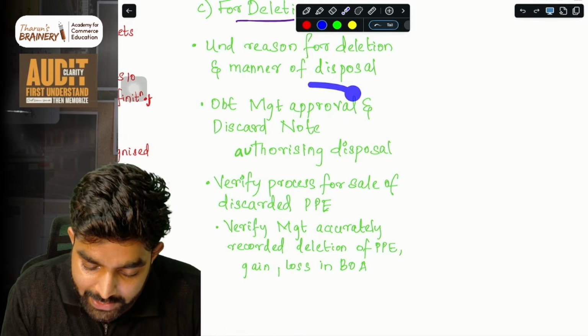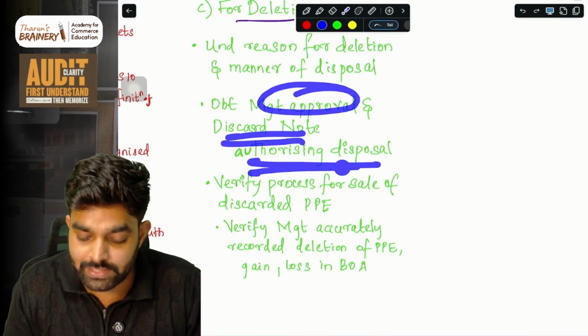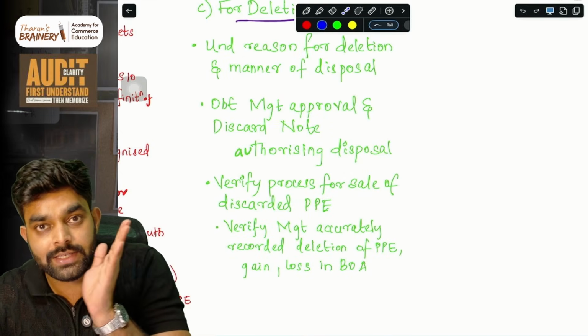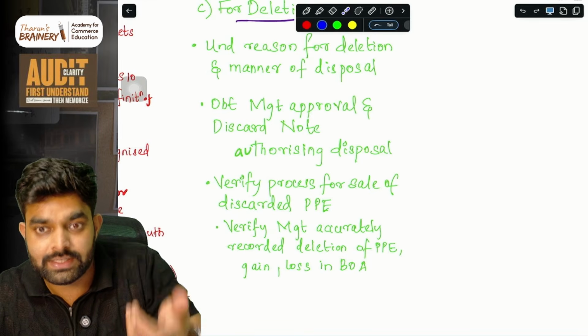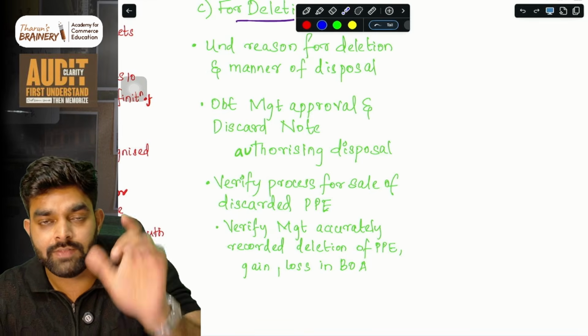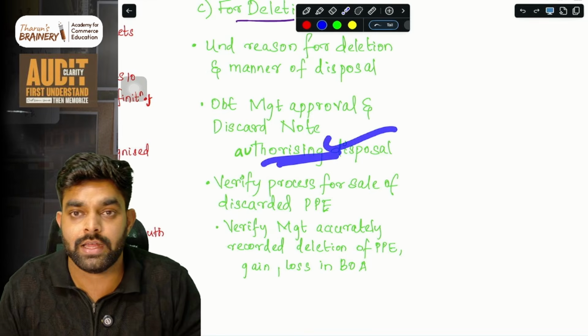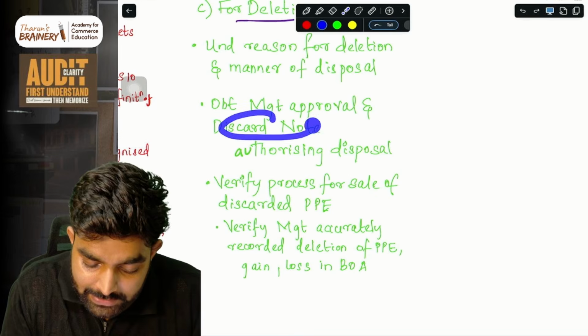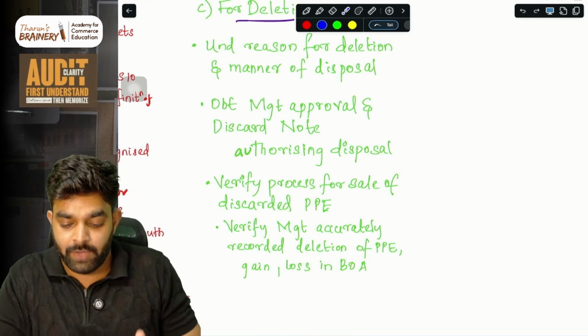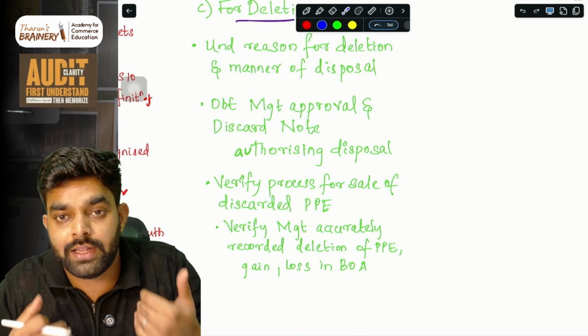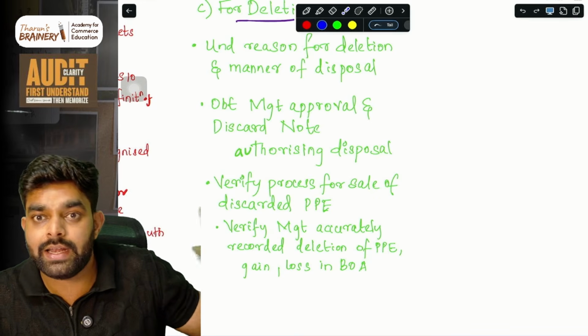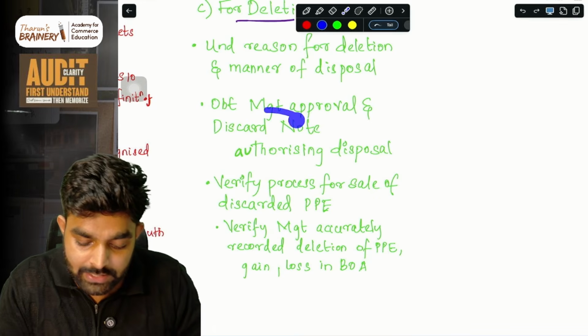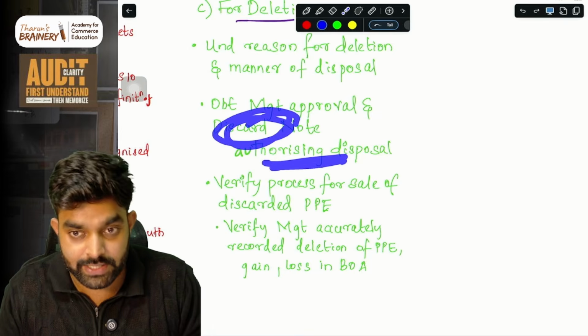Then obtain management's approval and discard note authorizing the disposal. Company has 10 machineries. If a company wants to discard one, remove one machinery, then proper management approval should be there. And they give this approval through a discard note. One approval you have to check, and after that, that machinery you are selling out, or you are dismantling and removing it as scrap. So a discard note will also be given. You have to check that.